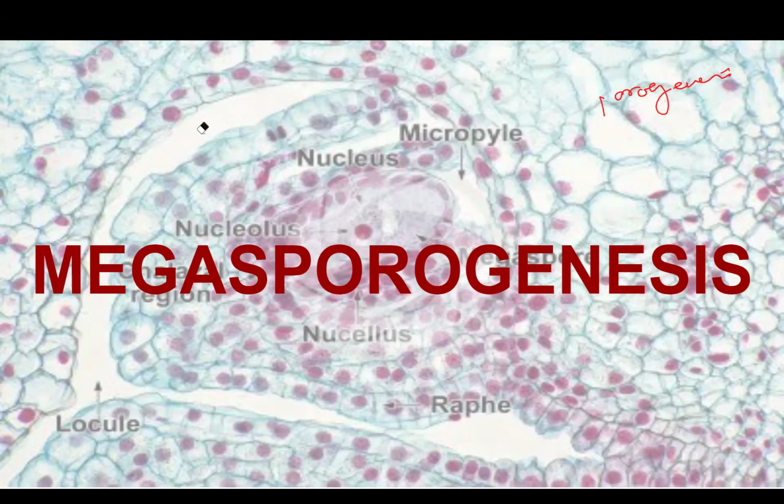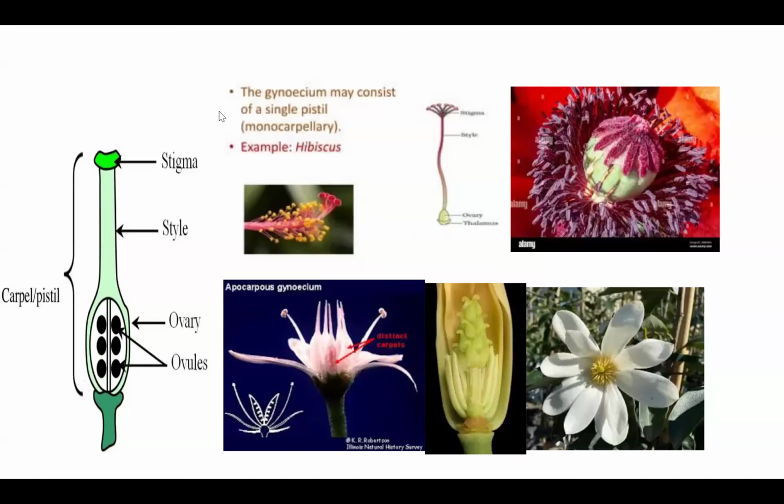Before that, let me talk about what is microsporogenesis, because we have talked about it earlier. So, what is happening in microsporogenesis? We were talking about microspores which were available in the pollen grains, and there the microspores present in the sporogenous tissues were growing into a pollen grain. So it was very small, hence the name microsporogenesis.